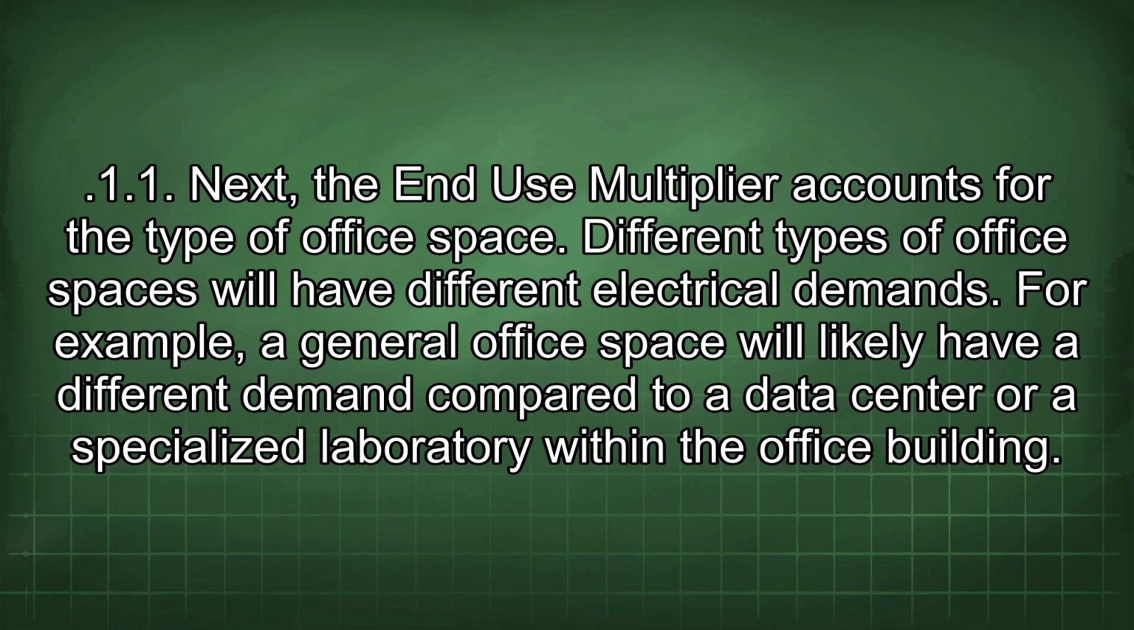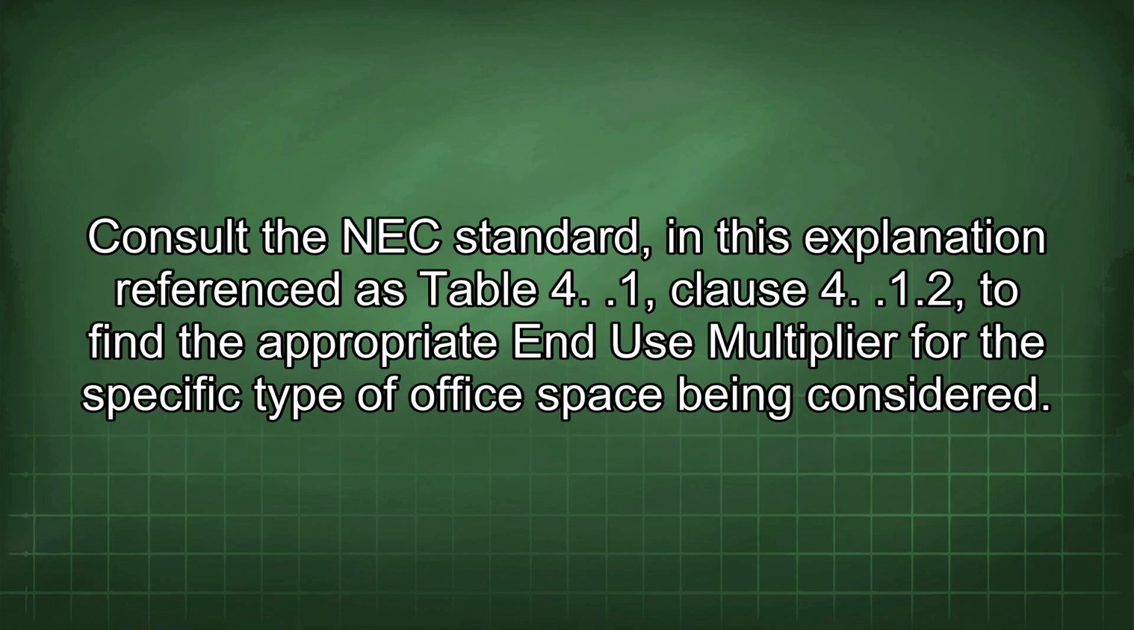Next, the end-use multiplier accounts for the type of office space. Different types of office spaces will have different electrical demands. For example, a general office space will likely have a different demand compared to a data center or a specialized laboratory within the office building. Consult the NEC standard, in this explanation referenced as Table 4.1, clause 4.1.2, to find the appropriate end-use multiplier for the specific type of office space being considered.